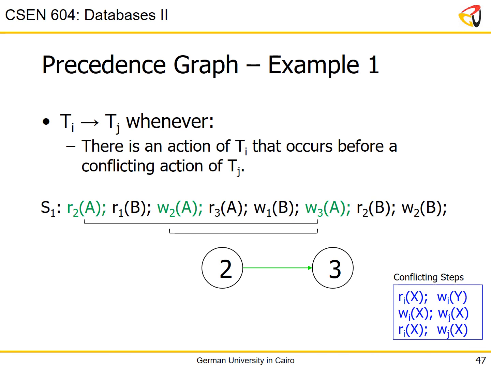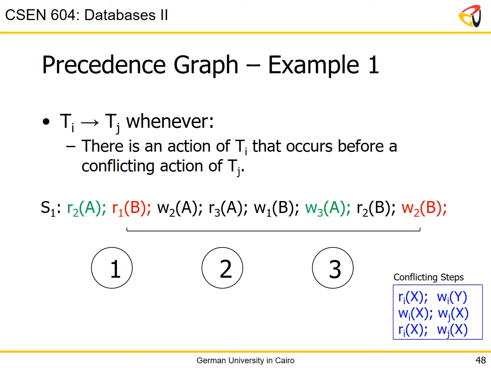Now we keep looking at the conflicting steps, and I will find this one, which is transaction 1 reads B, transaction 2 writes B. This is the third conflicting step in the blue box: two different transactions, one reading an element and another writing the same element. So there is a conflict here again. What this means is 1 comes before 2. I have to respect this order to get the output that is equivalent to some serial schedule where 1 is before 2 and 2 is before 3.